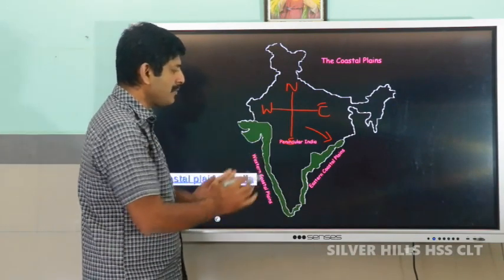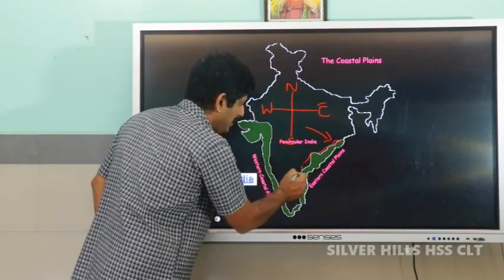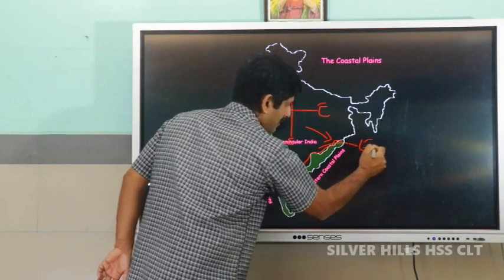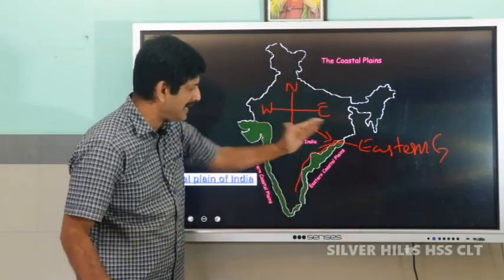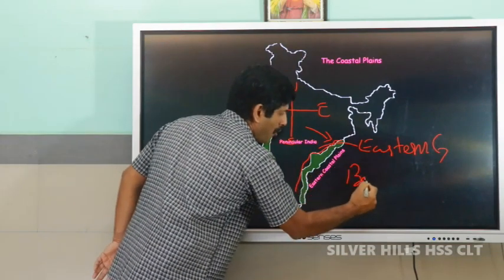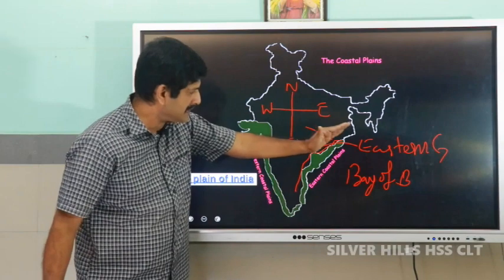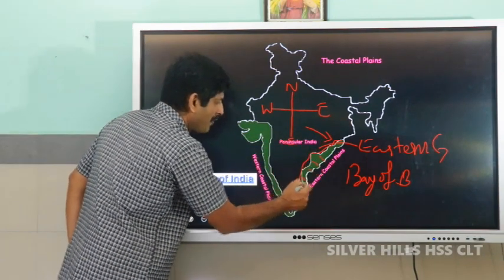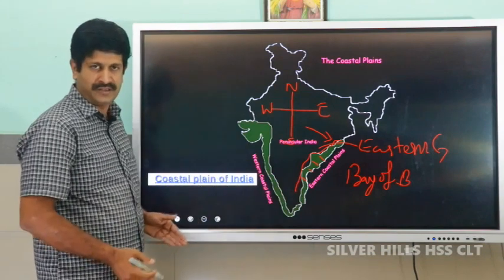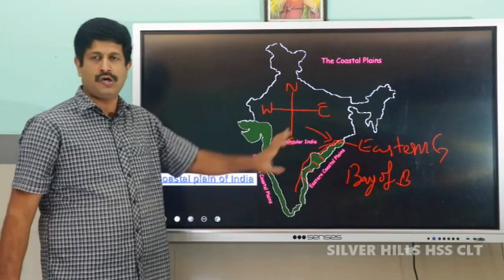Now when we are talking about the eastern coastal plain, it is in between the Eastern Ghats and the Bay of Bengal. When we compare it to the western coast, the width is more in the eastern coast.